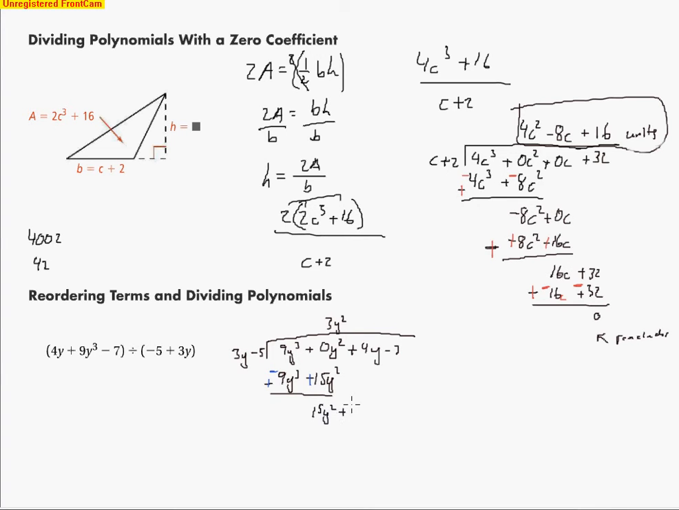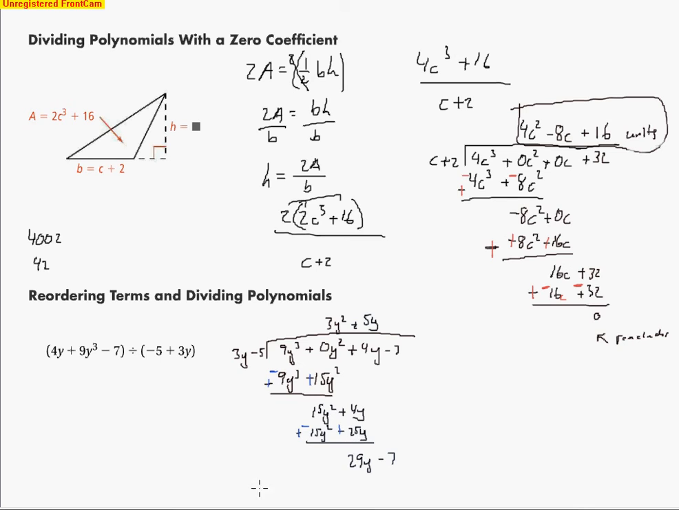I'll bring down the positive 4y, and now I'll go ahead and figure out what multiplies by 3y to make 15y squared. Well, that's going to be just a 5y. So we do that multiplication, we get 15y squared, and then minus 25y. So we go ahead and subtract, but we're going to add the opposite here. So we add the opposite, and that leaves me with a 29y minus the 7.